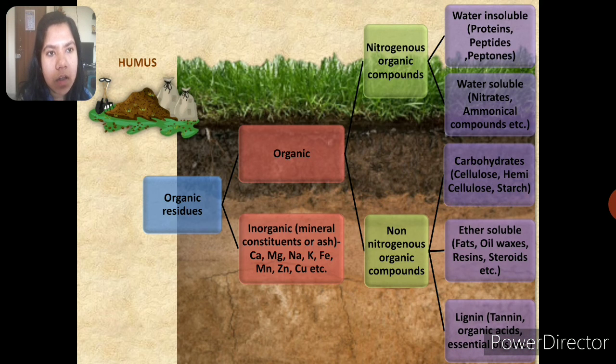Non-nitrogenous organic compounds are again divided as carbohydrates, ether soluble, and lignin. Carbohydrates contain cellulose, hemicellulose, and starch. Second, ether soluble contains fats, oils, waxes, resins, steroids, etc. And third, lignin has tannin, organic acids, essential oils, etc.